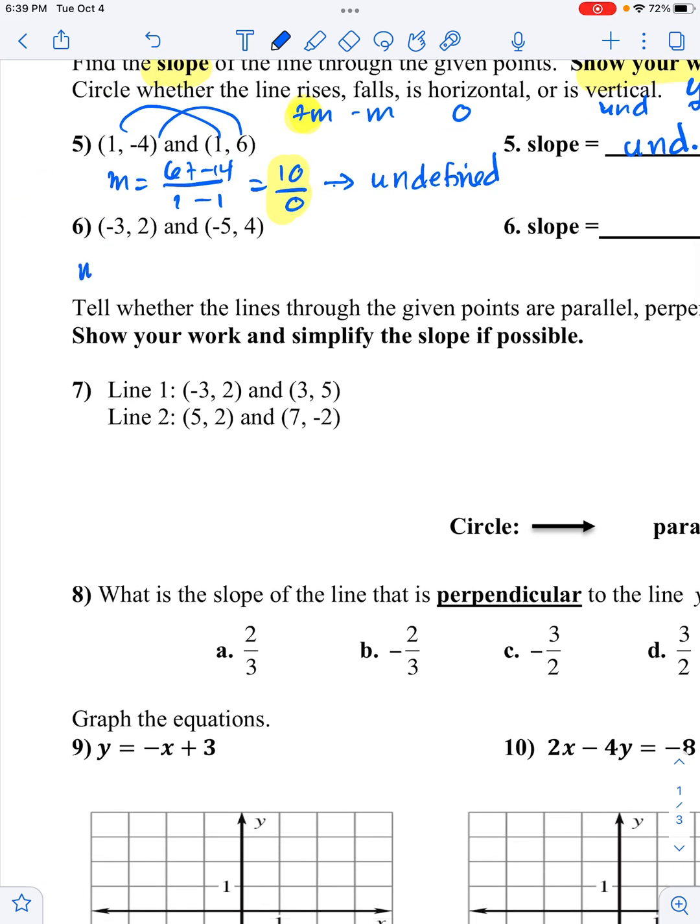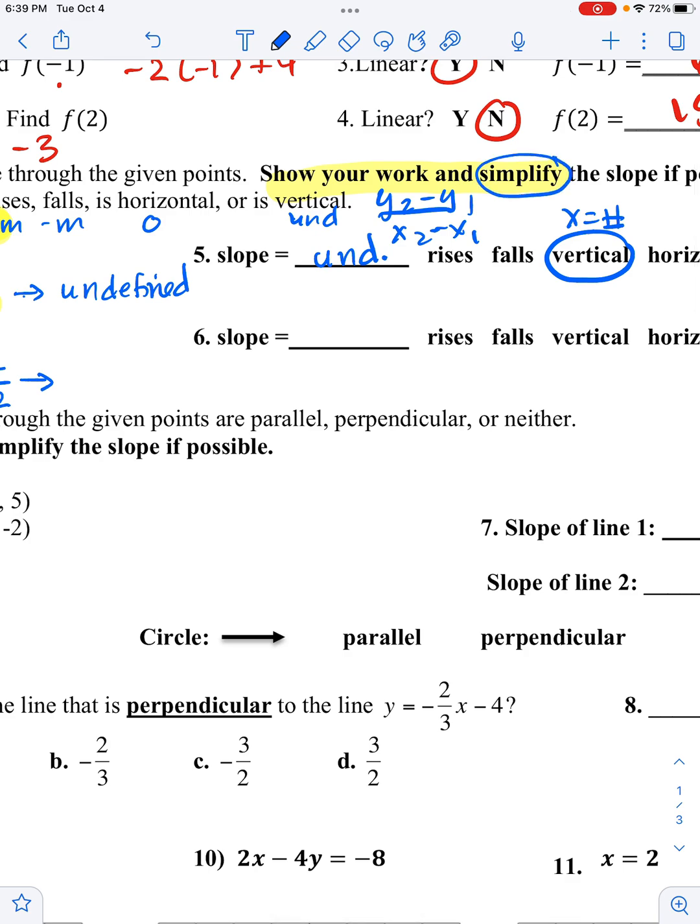And remember, vertical lines only have x equals a number in their equation. In the second one, I'm still doing y2 minus y1 over x2 minus x1. So this one's tricky with all the negatives. 4 minus 2 is 2. The bottom becomes adding a positive. So it's over negative 2. That is also not a finalized answer. It says show your work and simplify.